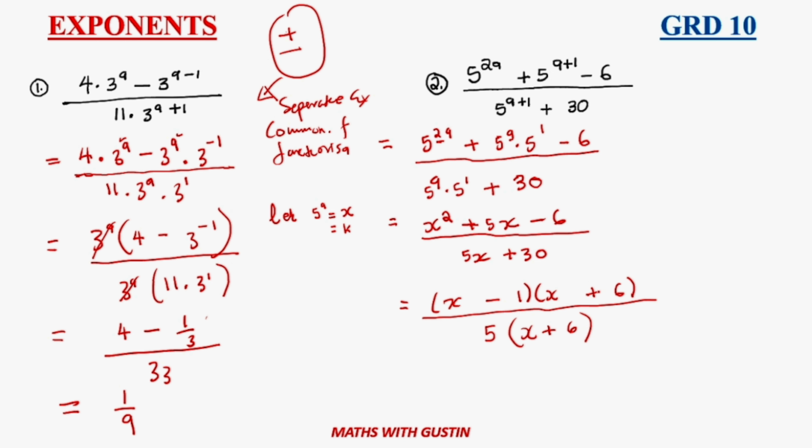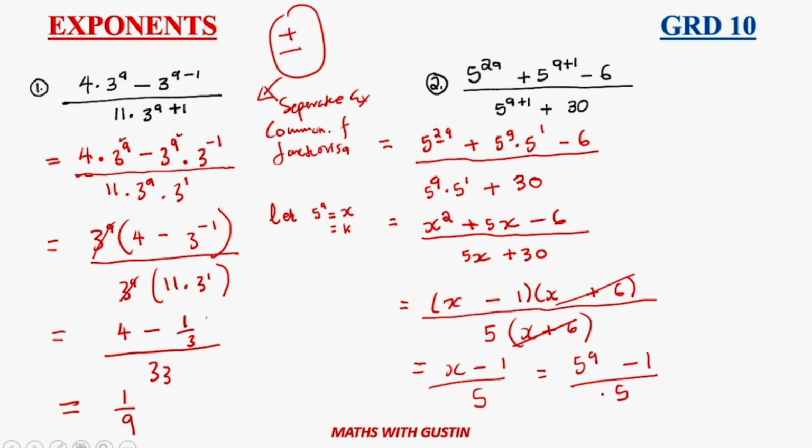And if you can see here at the numerator, we've got x plus 6, and then at the denominator, we've got x plus 6 as well. So therefore, this would cancel out. Therefore, we are only left with x minus 1. So this is what we're left with. We're only left with x minus 1 all over 5. Now, if we substitute back, there we are going to have 5 to the power of a minus 1 all over 5.